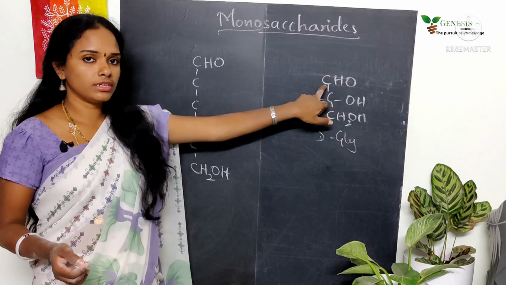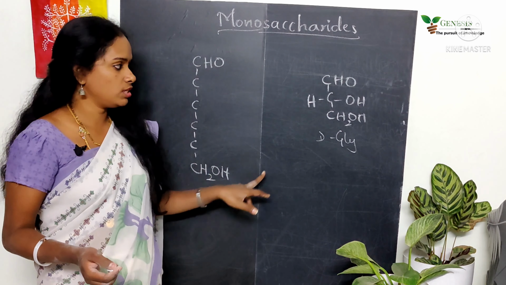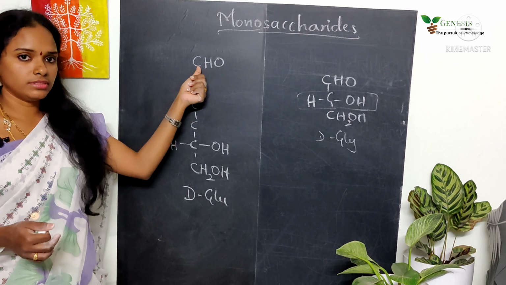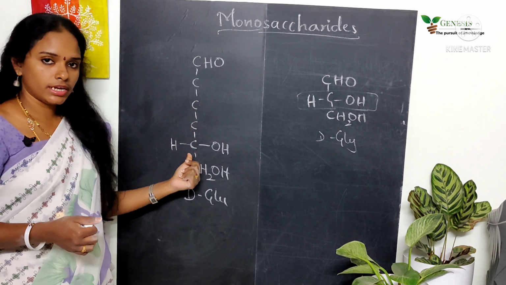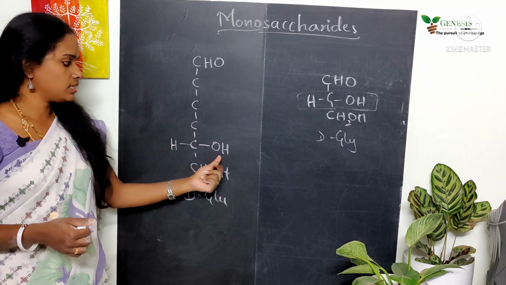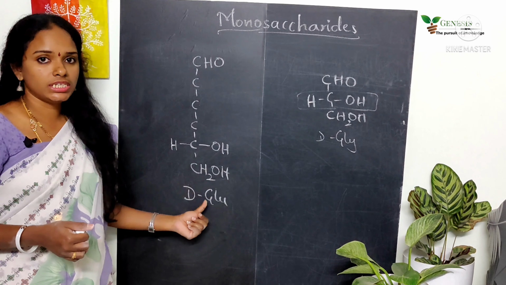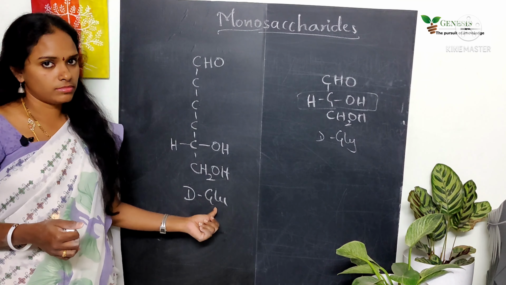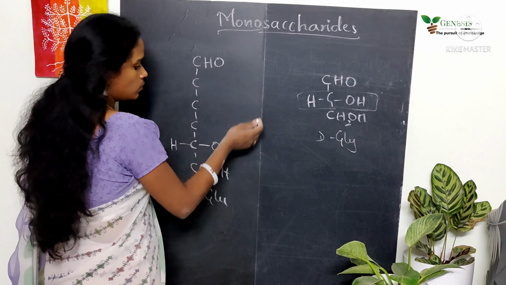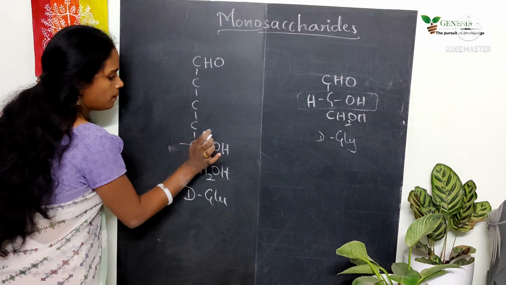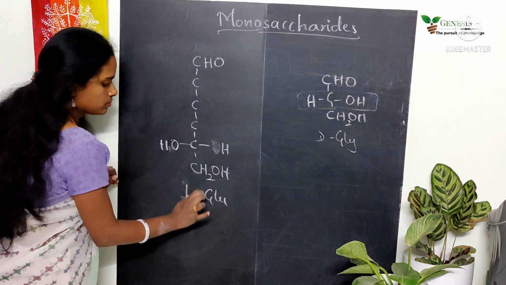So the first carbon contains the aldehyde group, and the last one contains a primary carbon, that is CH2OH. The chiral carbon atom which is farthest from the aldehyde group contains the OH group on the right side. Then it becomes D-glucose. For example, if you have to write down the structure of L-glucose, it has the same structure, but it contains OH on the left side.